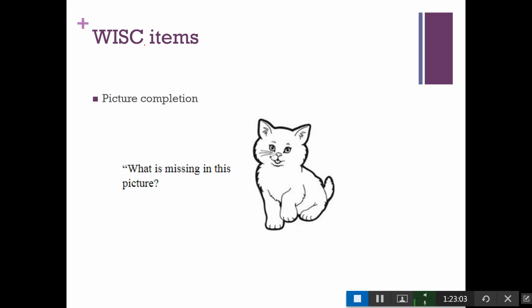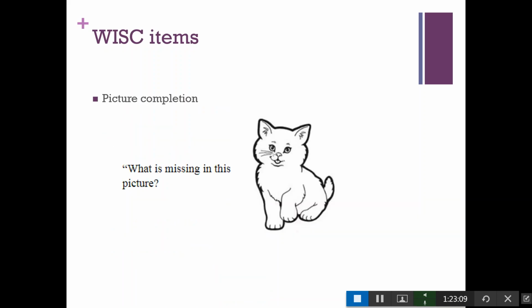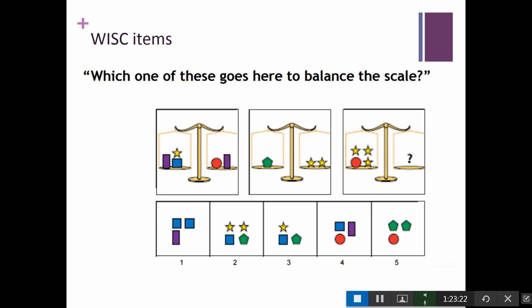Here's a WISC item for the kids. They'll do things like picture completion, because we're obviously not going to ask them, what does considerate mean? So kids will get something that says, what's missing in this picture? So can you all tell what's missing in this little kitty cat picture? If you said the whiskers, you are correct.